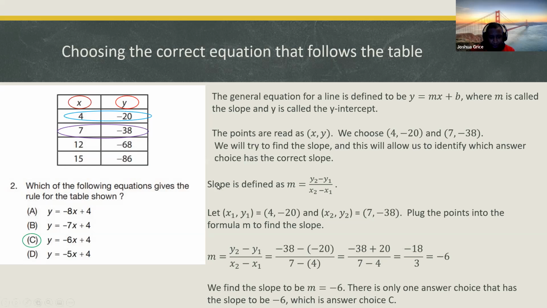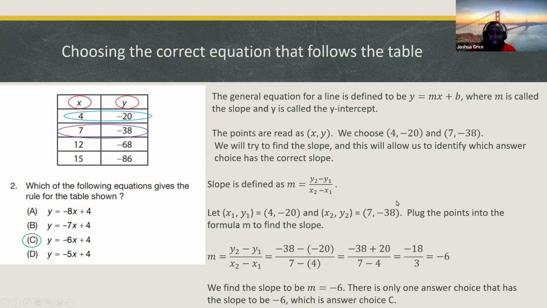So where I have y2 minus y1, I sub in -38 because this is the y2. And in math, it's always good practice when you're subtracting something to put that specific number in parentheses after the minus sign, because this will allow you to see if there's going to be a sign change on this specific number. So this is why we put -20 in parentheses and the number 4.